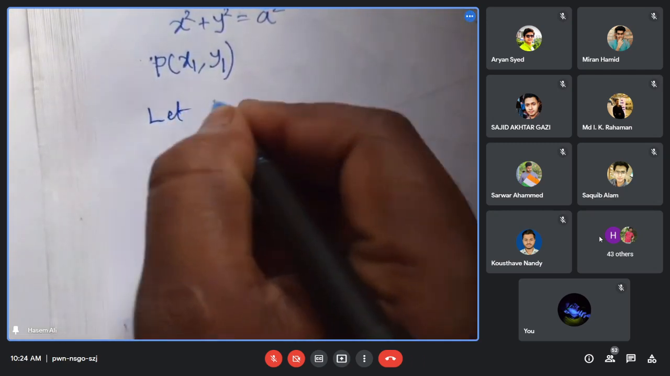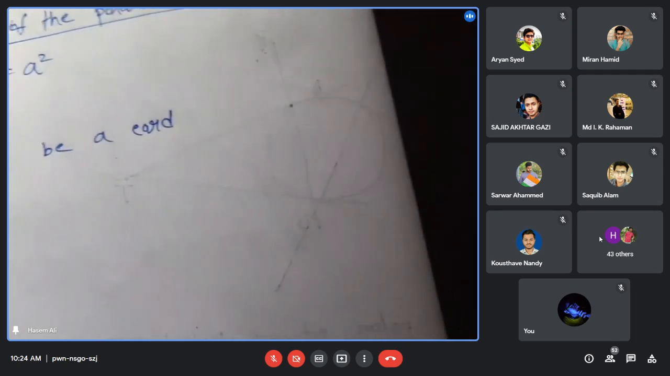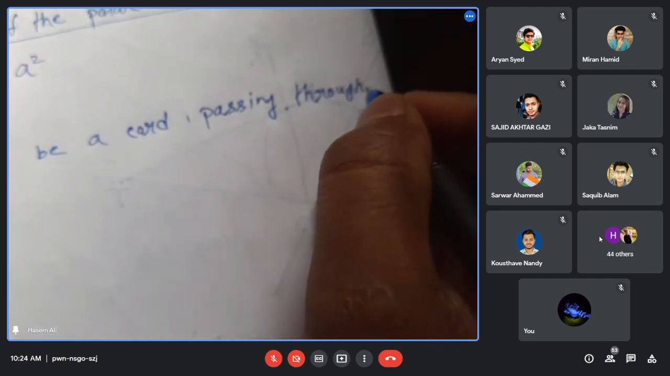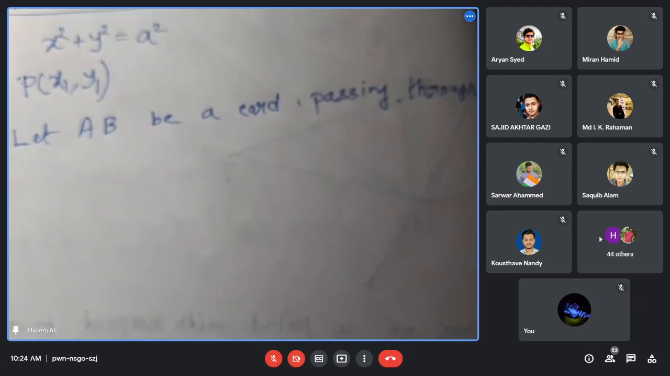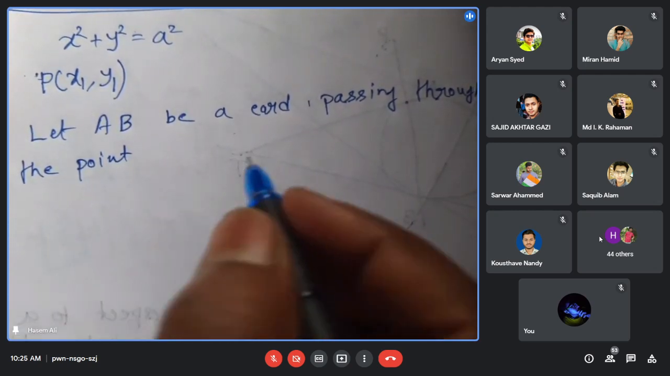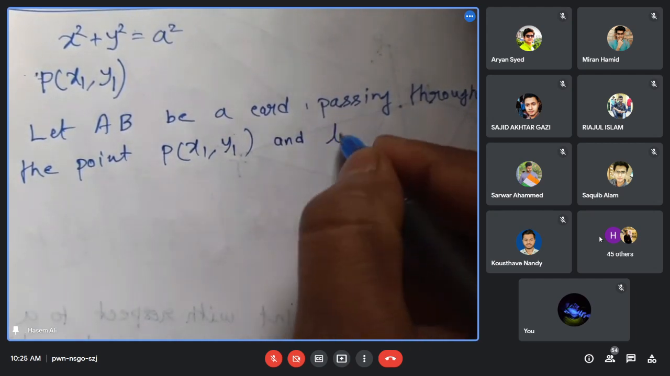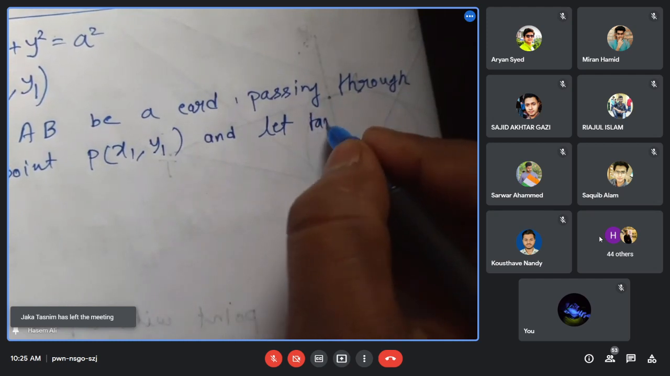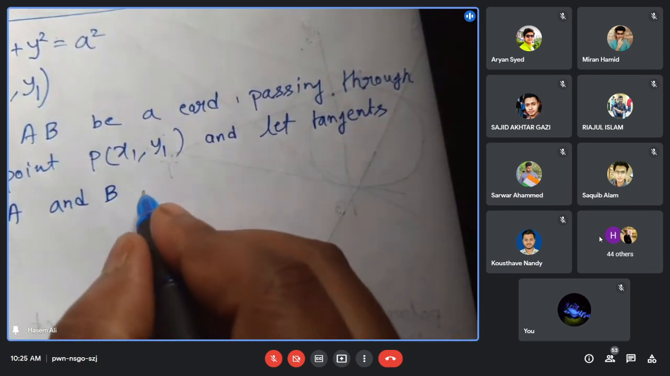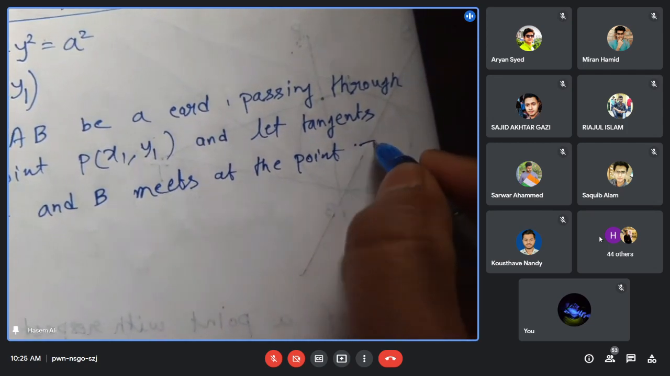Let AB be a chord passing through the point P, that is (x1, y1), and let the tangents at A and B meet at the point T. Let the point be (alpha, beta).